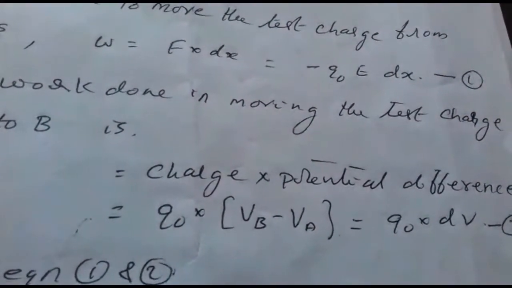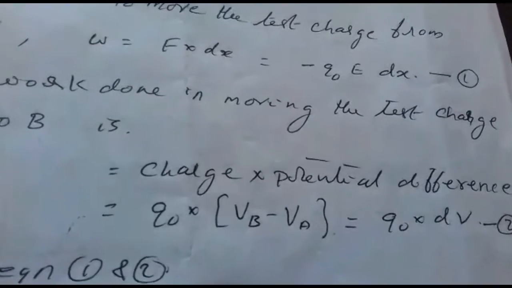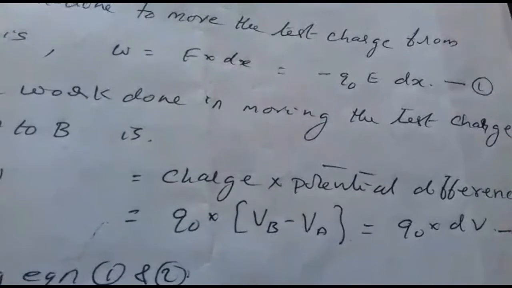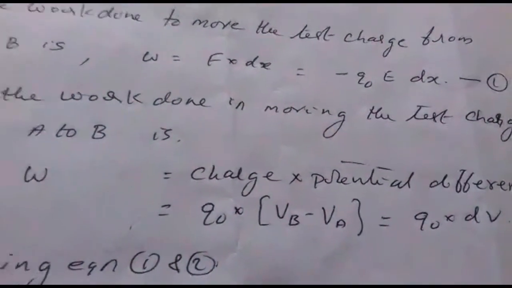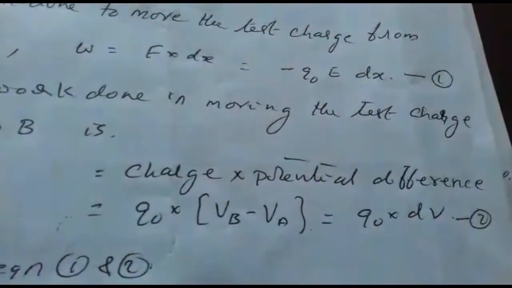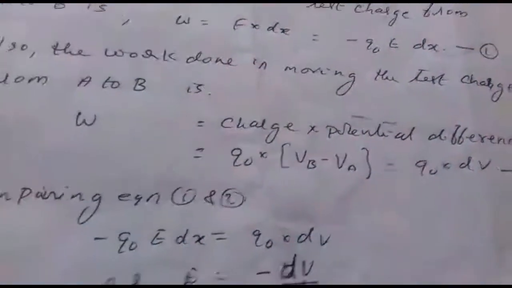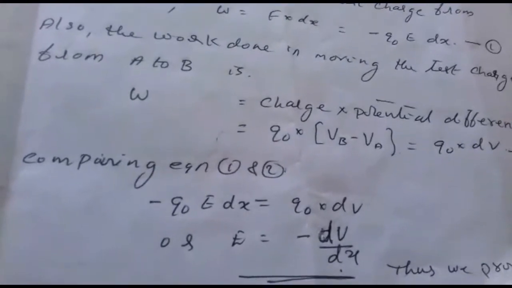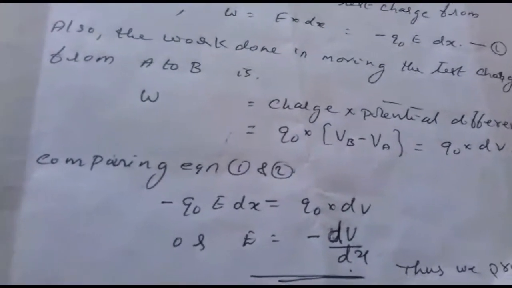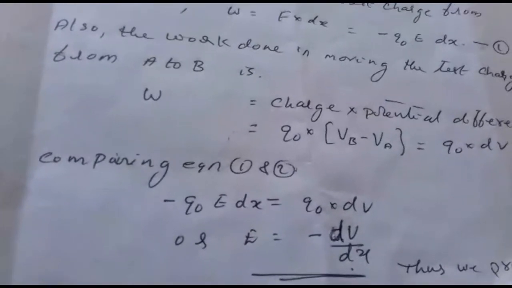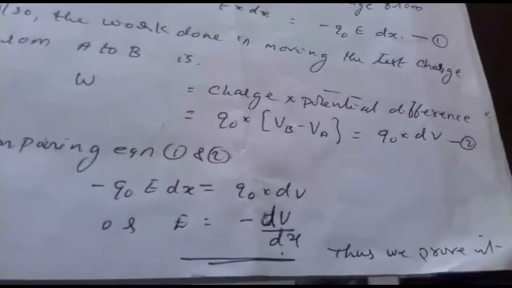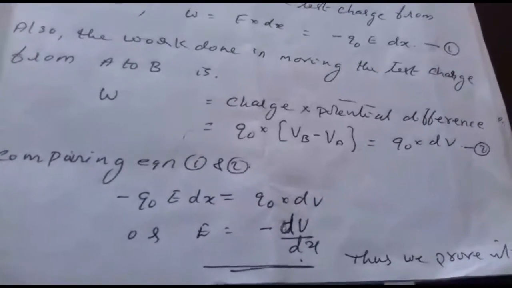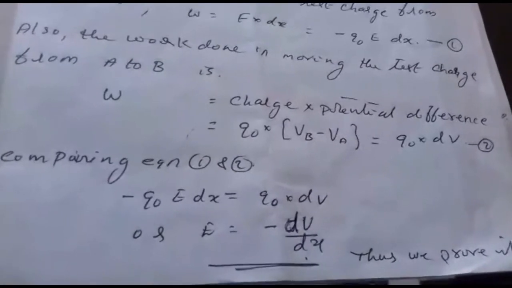But we know the value of Vb. Vb is equal to V plus dV and Va is equal to V. Therefore, Vb minus Va is equal to dV. Therefore, W is equal to Q0 into dV, equation number 2. Comparing equation 1 and 2, minus Q0 into E into dx is equal to Q0 into dV, or E is equal to minus dV by dx. Thus we prove it. That is, electric field E is equal to negative of the potential gradient.